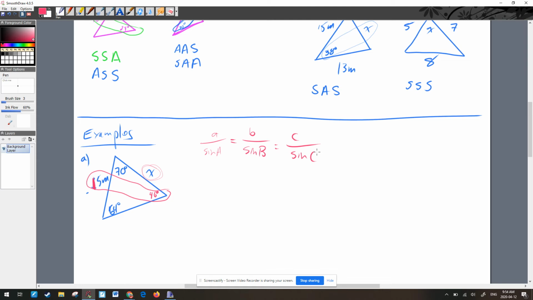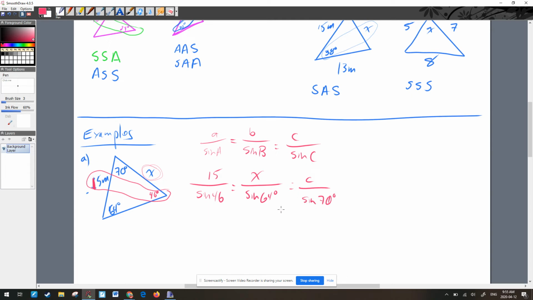So we're going to substitute all those in. You can label off your vertices, you're welcome to do that, but it's really important that we have the appropriate sides matching up. So I've got 15 over sine of 46, because 15 is the side length that matches up to the 46 degrees, is equal to x over the sine of 64 degrees, equals c. I guess this one would be c down here. We don't actually have it, so I'm just going to leave it as c over the sine of 70 degrees.